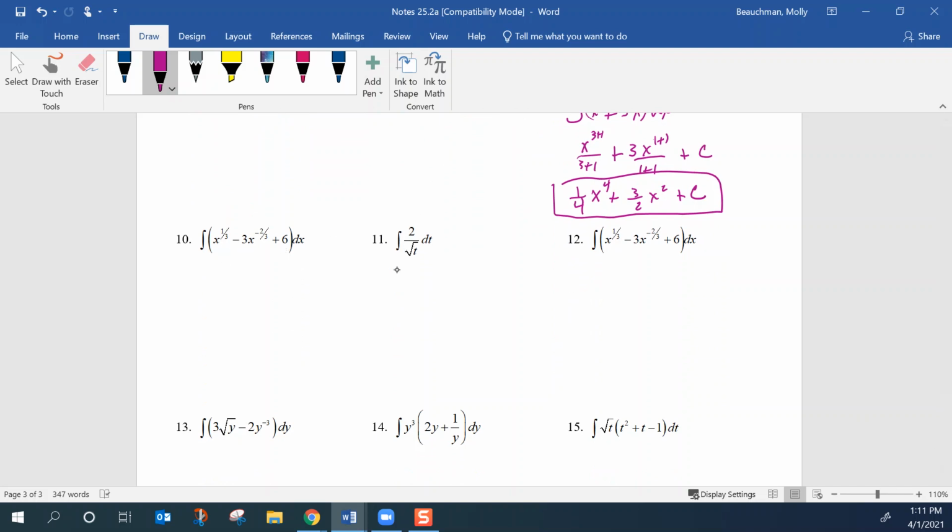Number 11, rewrite that as the integral of 2t to the negative 1/2 dt before you take the integral. So let's do that one. 2t to the negative 1/2 dt. We take 2 times the integral of t to the negative 1/2 would be t to the negative 1/2 plus 1 over negative 1/2 plus 1 plus the arbitrary constant.